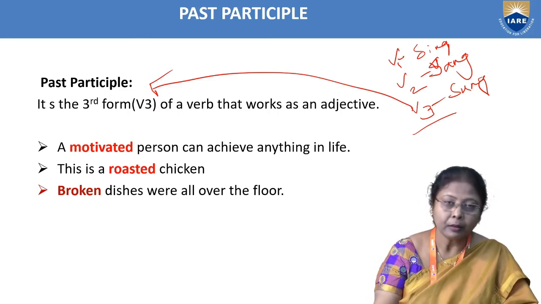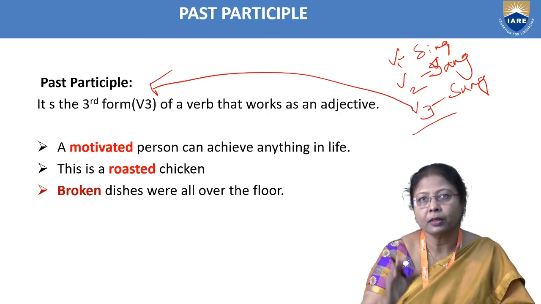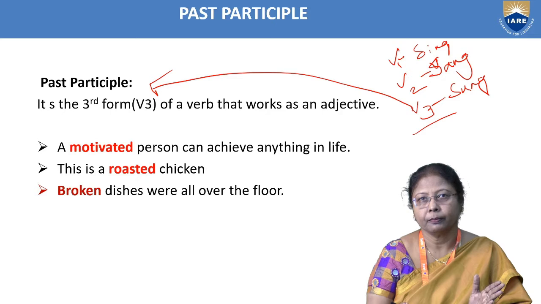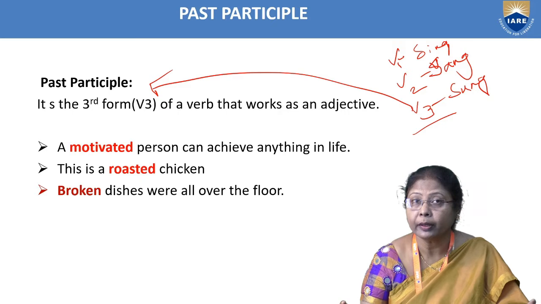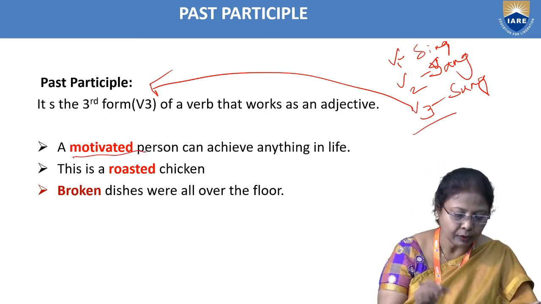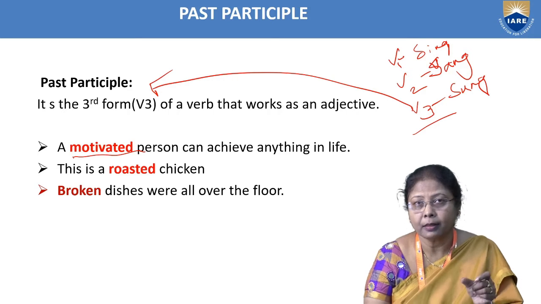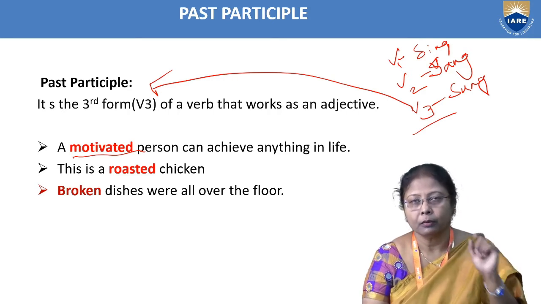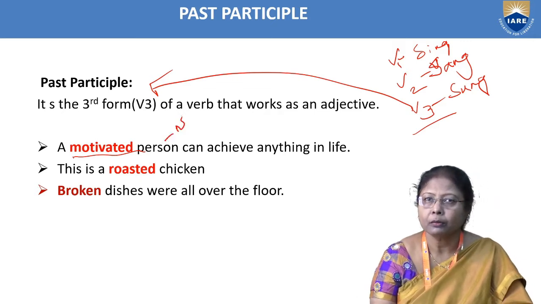So let us see a few sentences with the past participle, and how it works as an adjective before nouns. Here, a motivated person can achieve anything in life. A motivated person. What sort of person? A motivated person. Here, motivated is a past participle, the third form of the verb, V3, which acts as an adjective before the noun person.